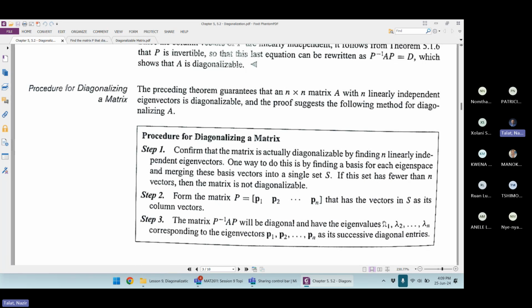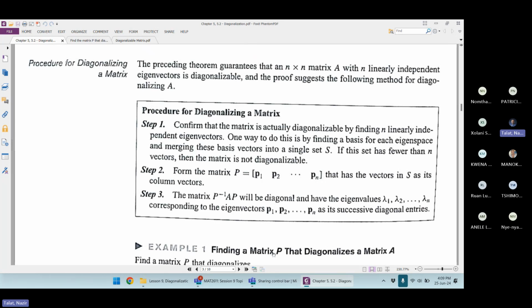So how do we find this diagonalizing matrix? The method is the same as how we find eigenvalues and eigenvectors. As in the previous lesson, for every square matrix we can find its eigenvalues and eigenvectors. With the help of all of its eigenvectors, the first eigenvector is p1, the second is p2, and the last is pn. Write them in column form and make a matrix P.